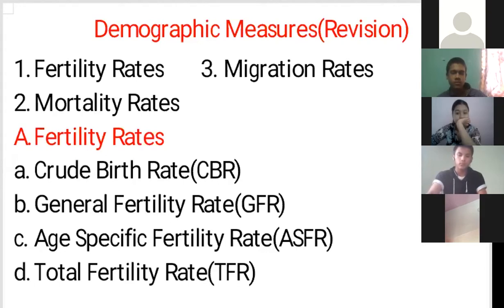Now you can see on the screen, the first page, demographic measures as a revision. In the previous class, I informed you that there are three major demographic measurements. They are fertility rates, second, mortality rates, and the last one, migration rates. Fertility is linked with the birth rate. Second, mortality rates, that's the death rate. The third one is migration rates.